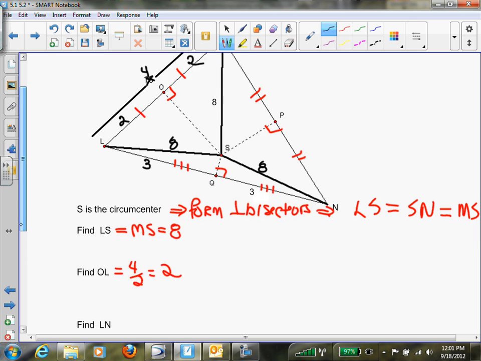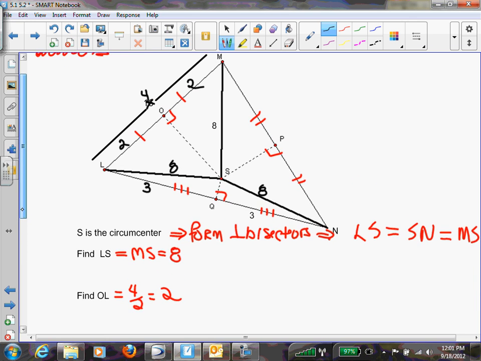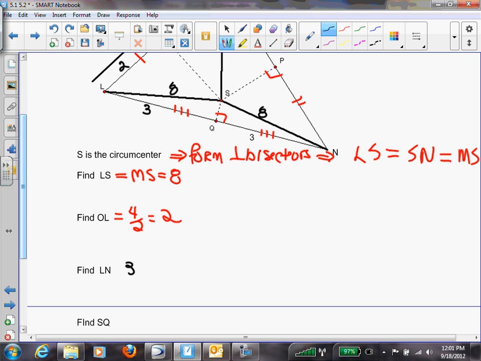Good. Exactly right. All right, so LN is what? LN is 3 plus 3, which is 6. I would do it in your notes so that you have something to reflect back to, because you will be doing a problem like this in your homework. Okay?